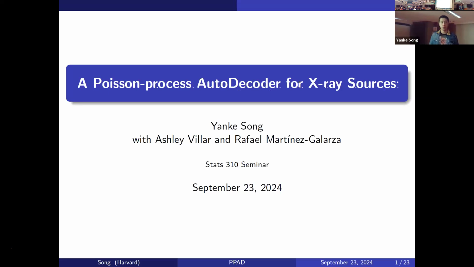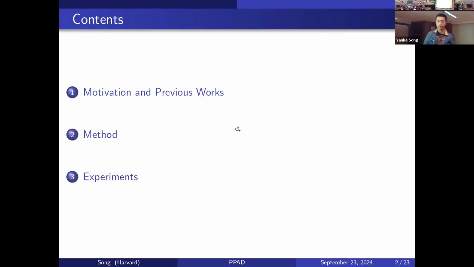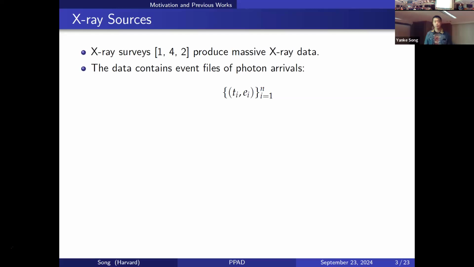The project is about a Poisson Process AutoDecoder for X-ray sources. I'm first going to talk about the motivation. So we're mainly interested in learning X-ray sources from the X-ray surveys. The X-ray surveys now produce a massive amount of X-ray data, where I made some simplification and assume that the data just contains event files of photon arrivals. It's basically a collection of t_i and e_i, where t_i represents the arrival time and e_i represents the photon energy. So it's a series of photon arrival recordings.